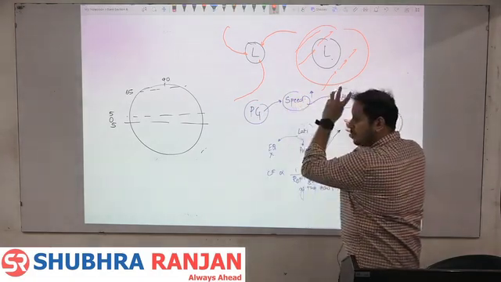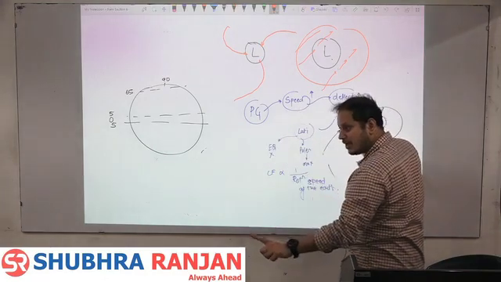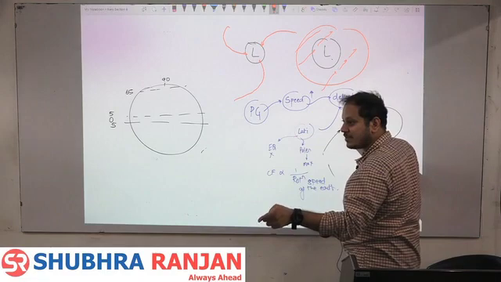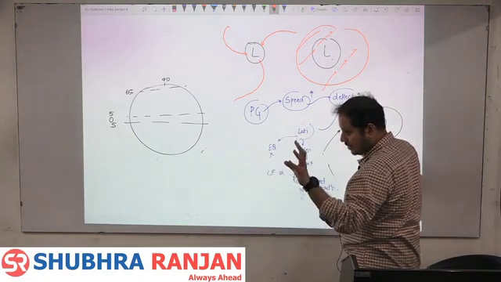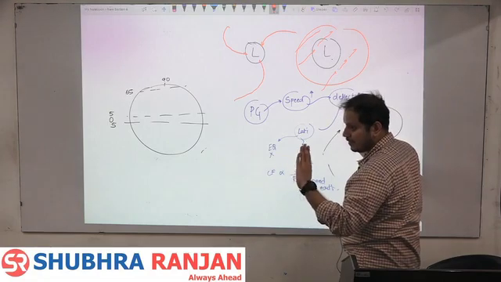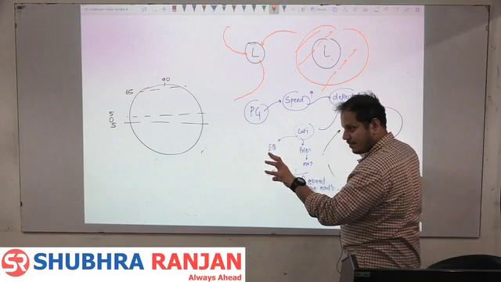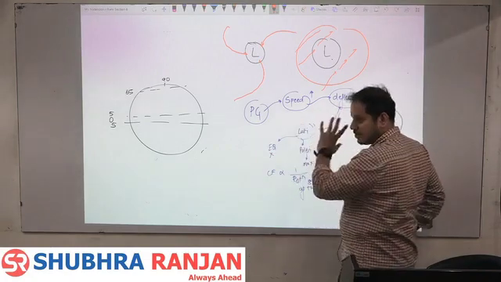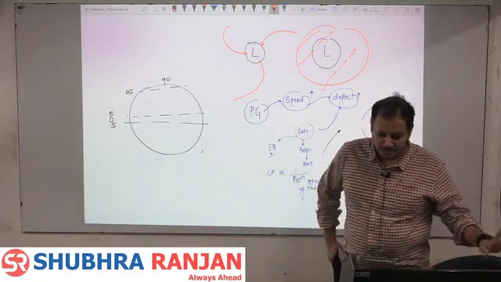Agar equator pe speed bhi bahut zyada hai wind ki, phir bhi Coriolis force zero hi rahega, because the dominant factor is rotational speed of the earth. If the rotational speed of the earth is greater, no deflection. If the rotational speed of the earth is very slow, deflection. It has nothing to do with the speed of the winds. Understanding?